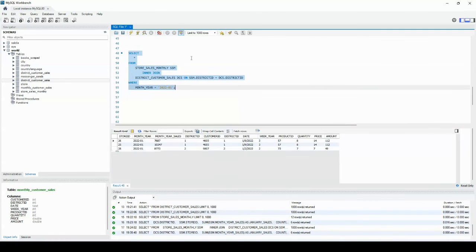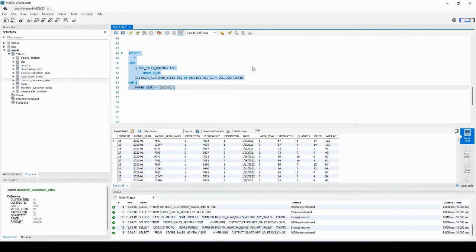So let's run this. You can see here the 4 columns of the store sales monthly, and then the columns of the district customer sales. What's happening is they're being joined on district, which is what we said. Now the problem is that this store sales monthly is at the store level, and this is at the customer level. Even though they have this district in common, they're not at the same level of granularity, and they don't have a common column at that granularity level between the two of them.